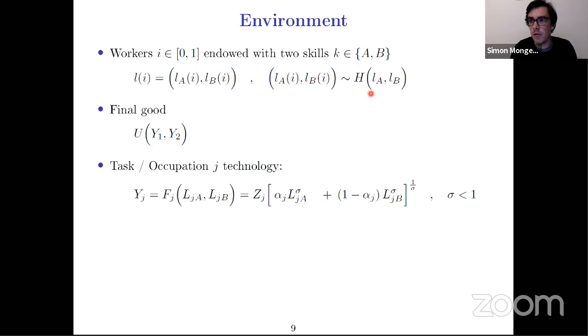A final good is going to be produced using the output of two different occupations. This could also be utility. I'll probably refer to it as utility at some point. I'm going to call it U.